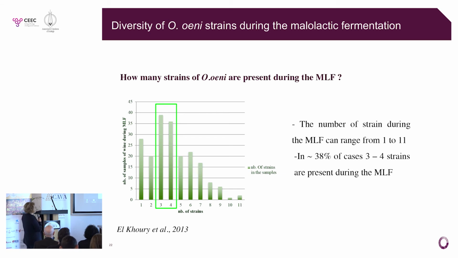We can also ask the question, what is the diversity of Oenococcus oeni strains during the malolactic fermentation? I show you again some results from my colleague Patrick Lucas, who showed that, generally speaking, the number of strains during malolactic fermentation can range from 1 to 11, and in around 40% of cases, you will find 3 to 4 strains during the malolactic fermentation, spontaneous, indigenous strains of the lactic acid bacterium Oenococcus oeni.